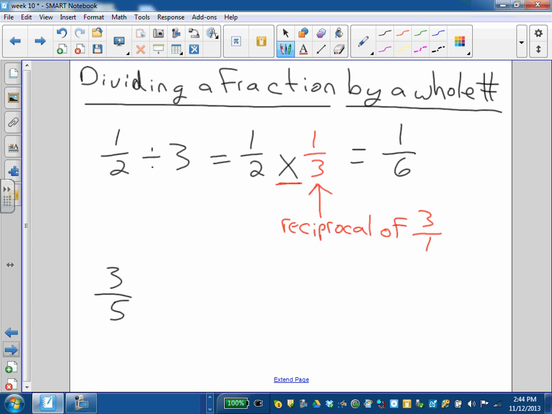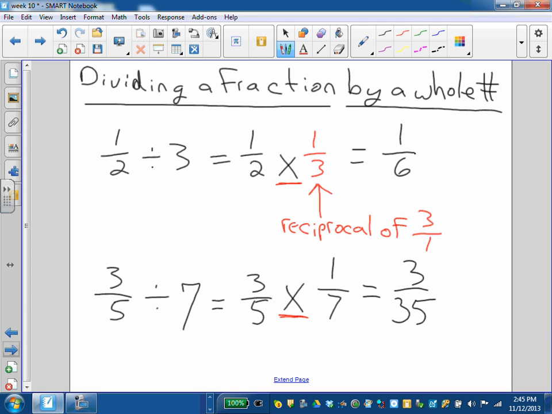Let's do 3/5 divided by 7. Okay? So in this one, same thing. The 3/5 doesn't change. Whatever's in front of the division symbol doesn't change. I leave it just like it is. But I'm going to change my symbol from division to multiplication. And then this would have been 7/1. So if I flip it upside down and take the reciprocal of it, 7/1, the reciprocal is 1/7. And then I do my multiplication. 3 times 1 is 3, and 5 times 7 is 35. Okay? All right. You need to be familiar with both types of problems. A whole number divided by a fraction, and a fraction divided by a whole number.